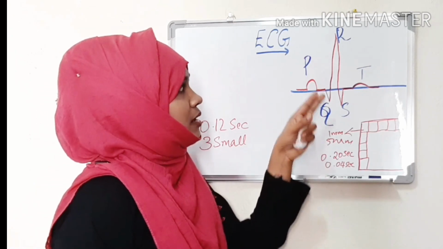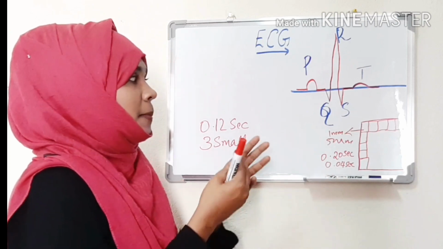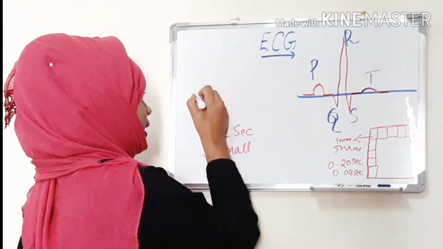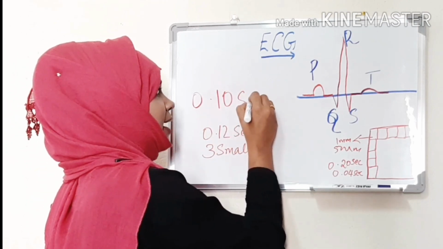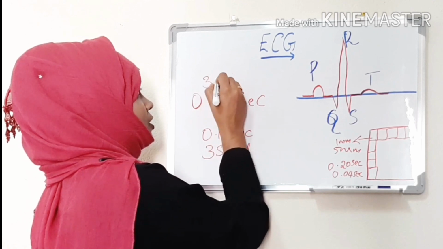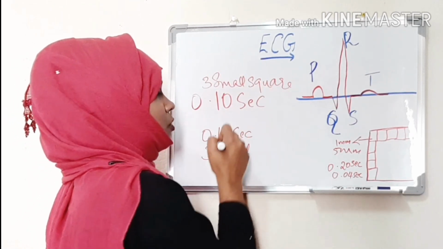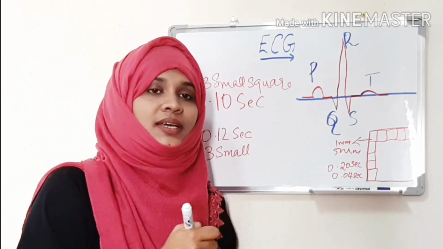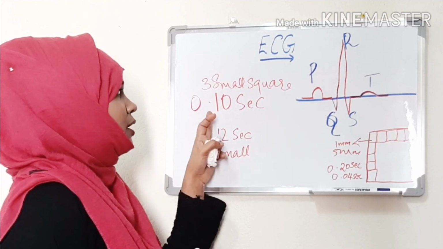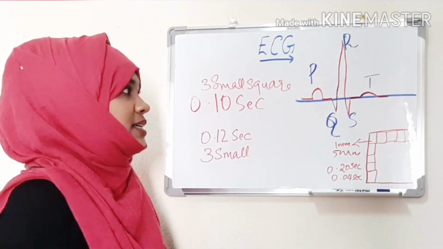Now we will see how the QRS complex should take place. So the normal duration of QRS complex is 0.10 second, and it will be within 3 small squares. So the QRS complex represents ventricular depolarization or ventricular contraction, and the normal range is 0.10 or within 3 small squares. Next wave you can see is the T wave.